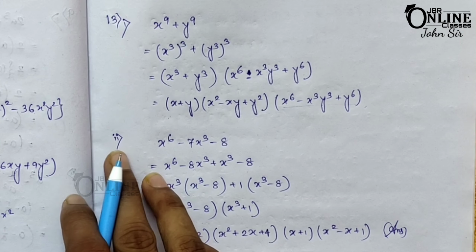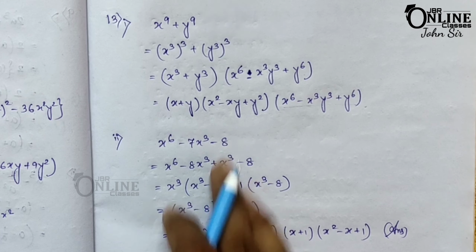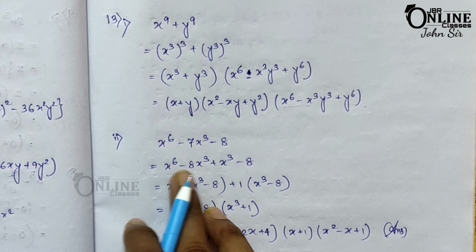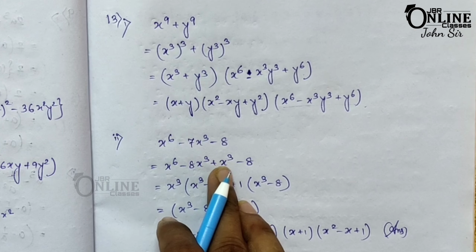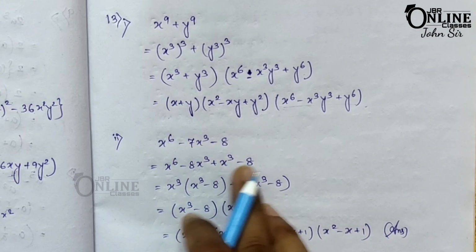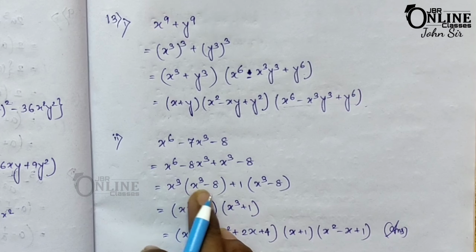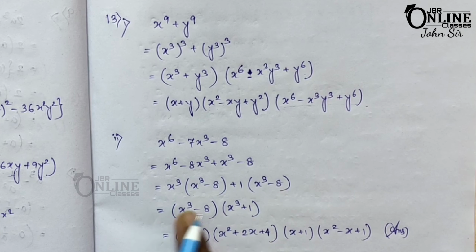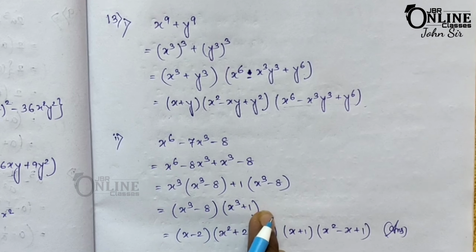So the last one, 13(2), x to the power 6 minus 7x cube minus 8. Okay, so x to the power 6, now instead of minus 7x cube, write down minus 8x cube plus x cube. Minus 8x cube plus x cube also becomes minus 7x cube, then minus 8. So from the first two terms, the common term is x cube, then x cube minus 8. From the next two terms the common term is 1, so x cube minus 8. Write down x cube minus 8 only one time, and after that x cube plus 1.